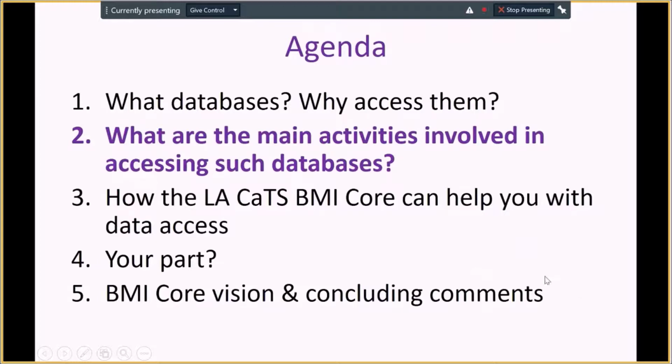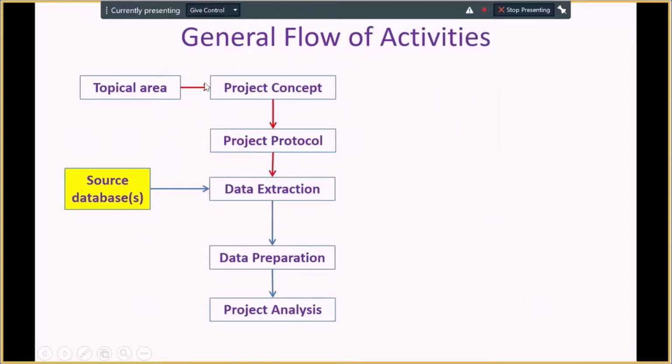So that takes us to the second point here, which is what are the main activities involved with accessing such databases. One way to look at it, and not the only way, is that it has these basic concepts. You have a topical area as an investigator, whatever your research area is. There's a project concept you have in mind. You're going to, of course, have to have a project protocol. The red arrows mean there's no data moving yet. But then if that protocol calls for data from one of these existing types of databases, you need to extract it. And then you've got to do some data preparation, and then finally analyze your data.